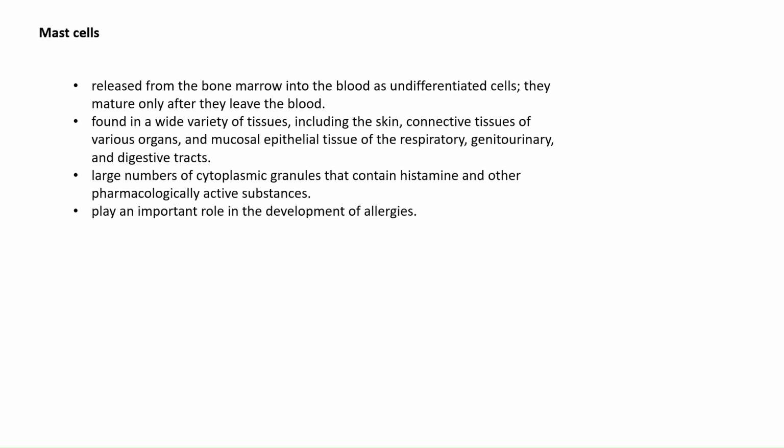Now coming to the mast cells. These are released from bone marrow into the blood as undifferentiated cells. They mature only after they leave the blood. These are found in a wide variety of tissues including skin, connective tissues, mucosal epithelial tissue, and the genitourinary and digestive tracts. A large number of cytoplasmic granules that contain histamine and other pharmacologically active substances are present in their cytoplasm. They play an important role in the development of allergies.